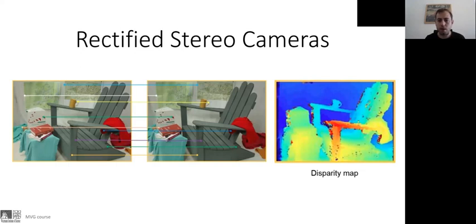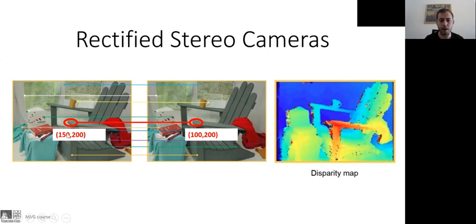Okay, so since our goal is to find disparities for calculating depth, and we want to do that for every pixel, it is convenient to display an image of disparities, which is called a disparity map. So for every pixel in the left image, we find its disparity to the right image.